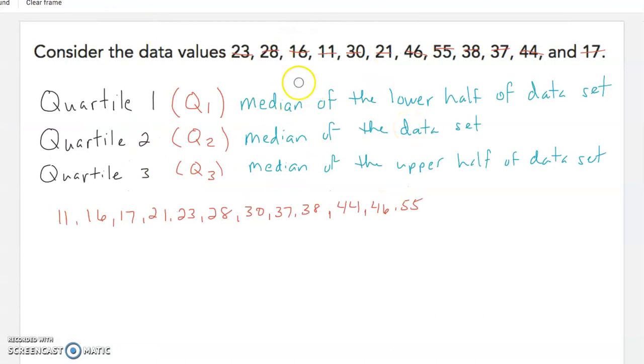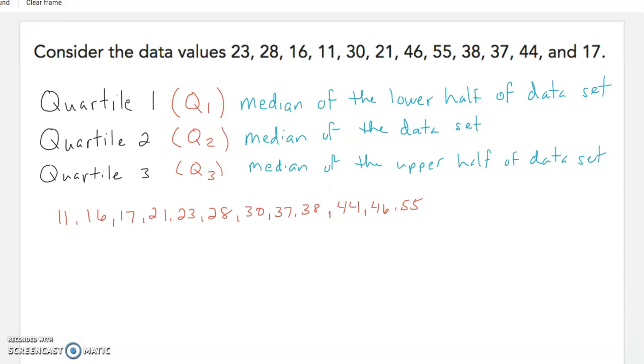Now, when I think of the word quartiles, the one word that always comes to mind is quarters. And when I think of quarters, I always think of 4. So what these 3 quartiles do is that they break a data set up into 4 groups. Okay? So quartile 1, or Q1, as we'll refer to it going forward, is the median of the lower half of the data set. Q2 is the actual median of the whole data set, and Q3 is the median of the upper half of the data set.